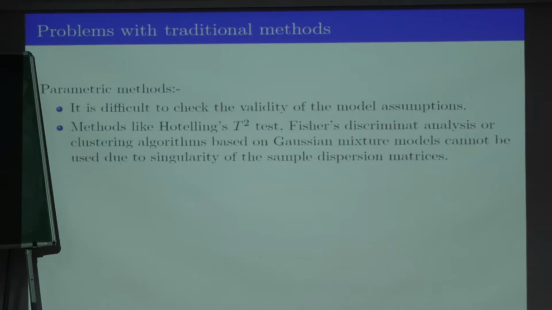And even if the model assumption is correct, for instance, if I know the two distributions that I am dealing with are normal, I cannot use Hotelling's T-square because, as I have said, the sample dispersion matrix is not invertible.